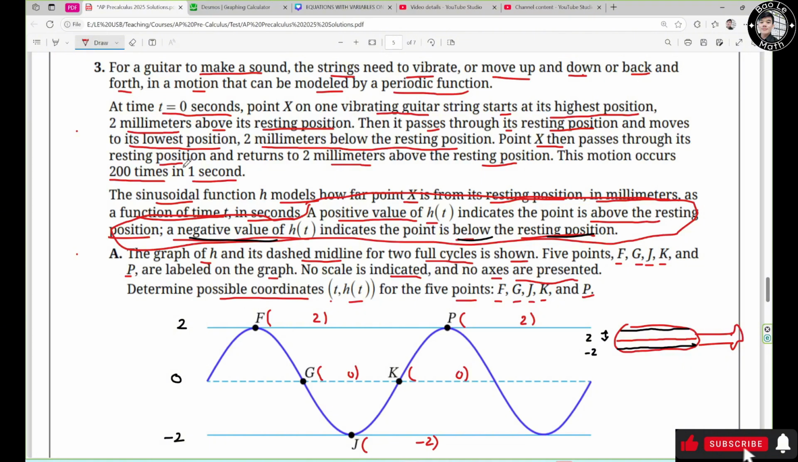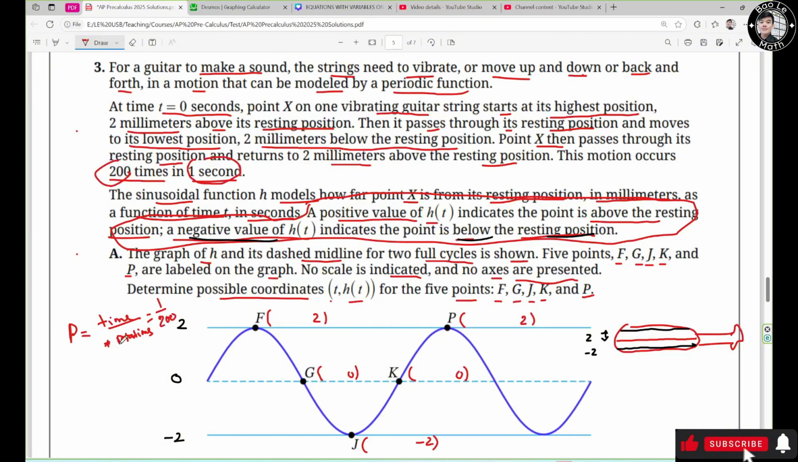So we look at this one right here. We need to find the period first. So the period equals time divided by number of rotations. So it's going to be 1 second right here divided by 200. 1 divided by 200.